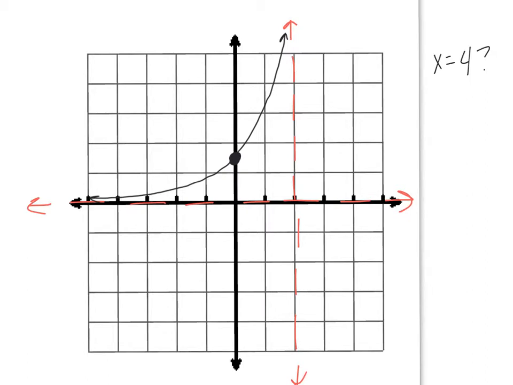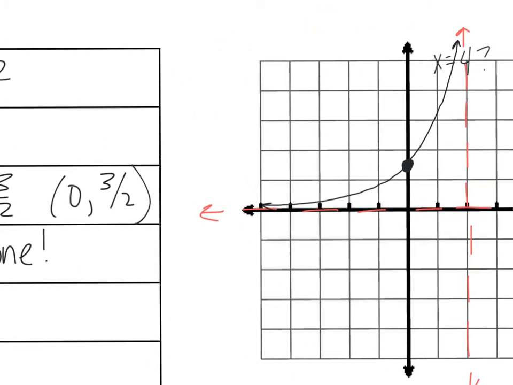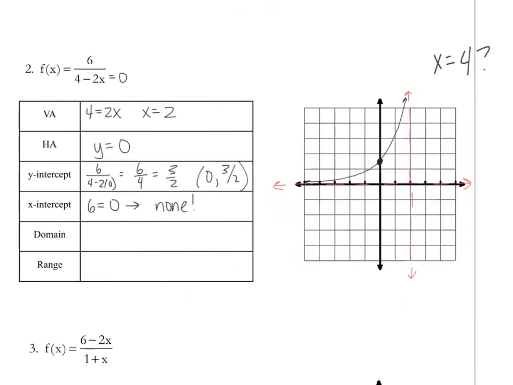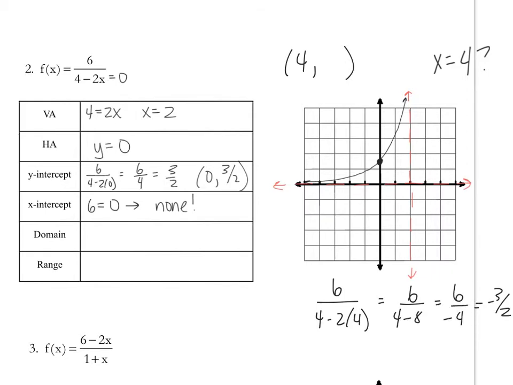So that means that I am going to plug in 4 to my equation. It's okay. So that means when x equals 4, I need to fill in what the ordered pair is going to be. I'll do that work down here. So I get 6 over 4 minus 2 times 4, which is 6 over 4 minus 8, 6 over negative 4, which is negative 3 over 2.